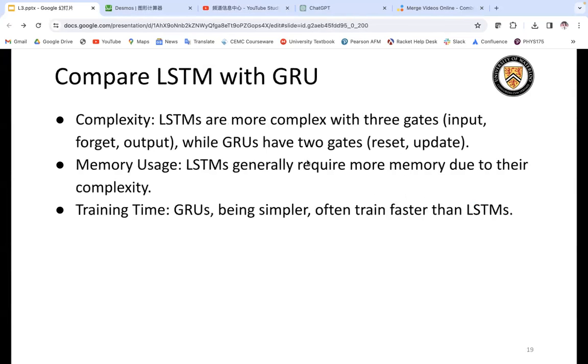Now let us compare long short-term memory with gated recurrent unit. As we have discussed, LSTMs are more complex with 3 gates, namely the input gate, forget gate, and output gate, while GRU only has two gates, which are the reset gate and the update gate. Memory usage: LSTMs generally require more memory due to their complexity because they have more weights to train. And similarly for training time, GRUs being simpler often train faster than LSTMs.